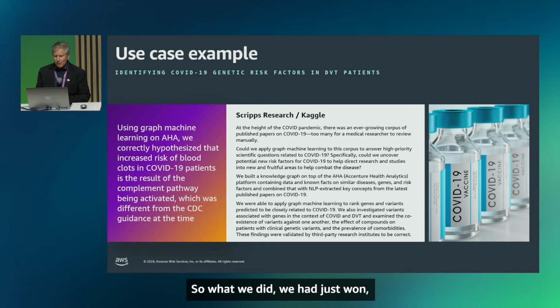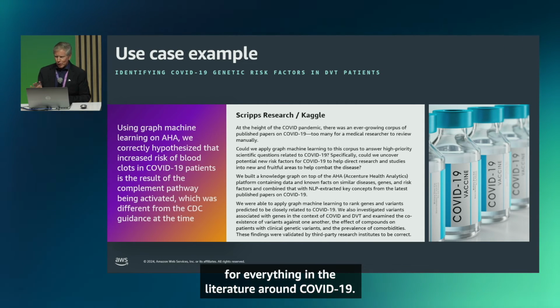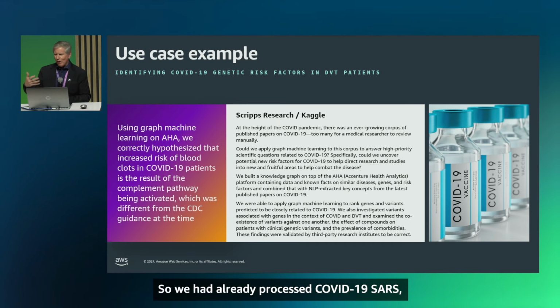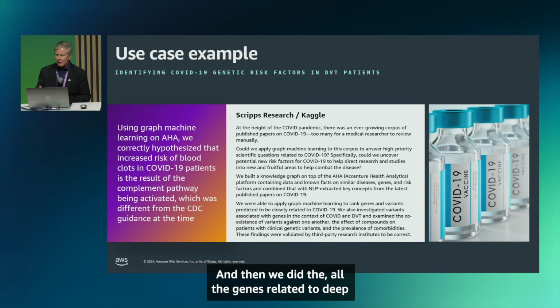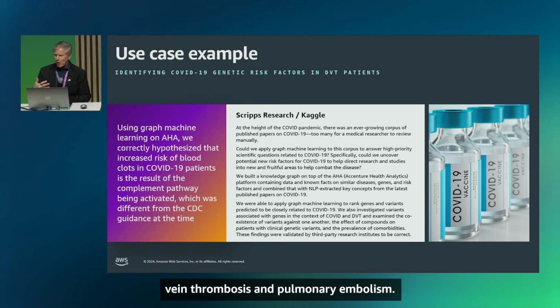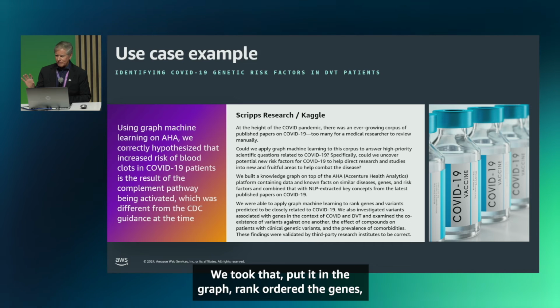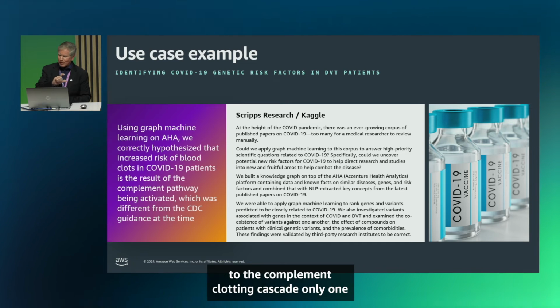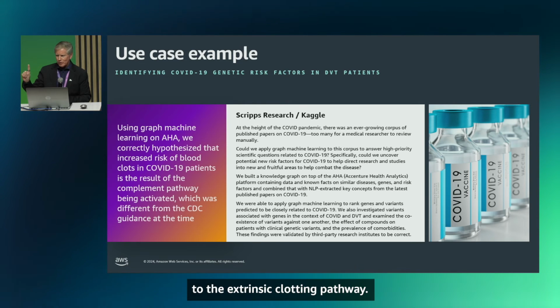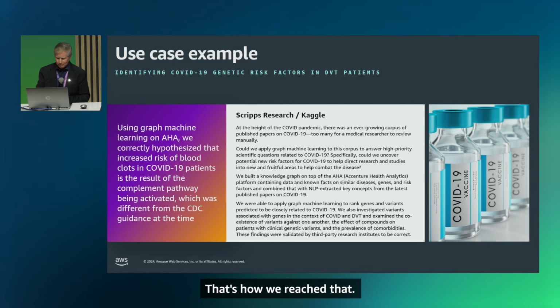So what we did, Accenture had just won the Kaggle competition on text analytics for everything in the literature around COVID-19. So we had already processed COVID-19, SARS, MERS, all of those. And then we did all the genes related to deep vein thrombosis and pulmonary embolism. We took that, put it in the graph, rank ordered the genes, 24,000 of them, spit out the top 20. 5 of those mapped to the complement clotting cascade, only 1 to the extrinsic clotting pathway. And that's how we said, this is probably the pathway. That's how we reached that.